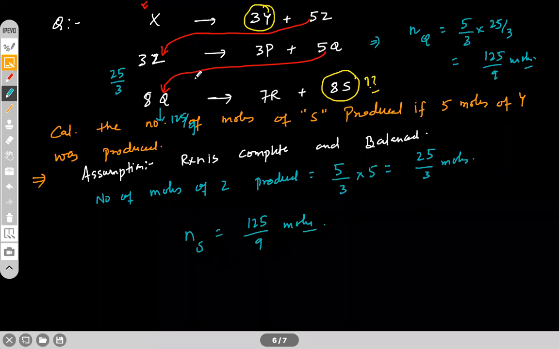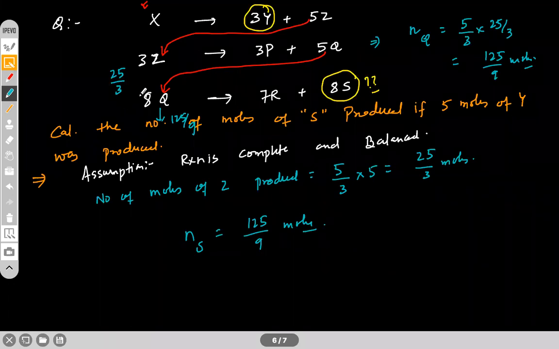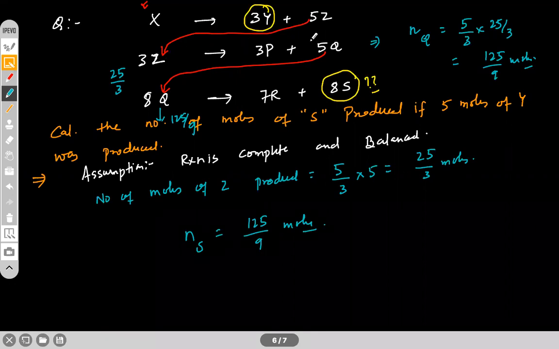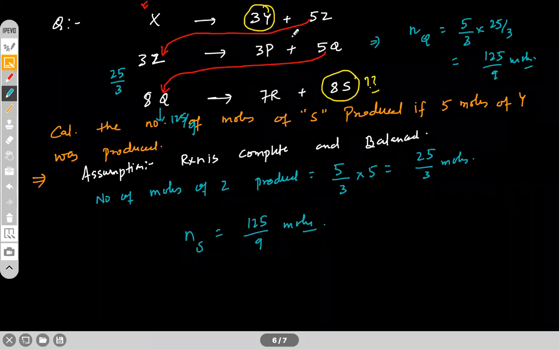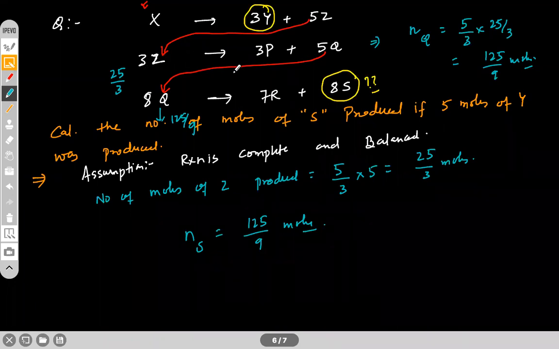In that case, what can we write? 1 mole gives 5 by 3 moles of this. So these many moles give how much? 5 by 3 into this. Molar ratio, if you are dividing by 3 in all these reactants and products, that won't change your answer, because the molar ratio is still the same. 3 moles gives 5 moles of this, so 1 mole gives 5 by 3. That is what we are calculating. 1 mole gives 5 by 3 of Q. So 25 by 3 moles of this gives you 5 by 3 into 25 by 3.